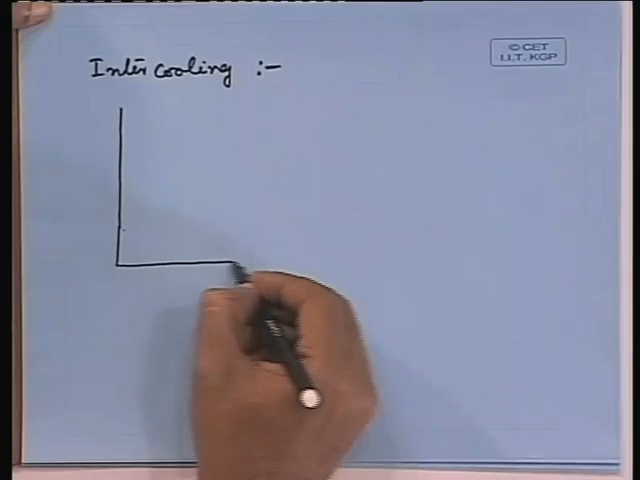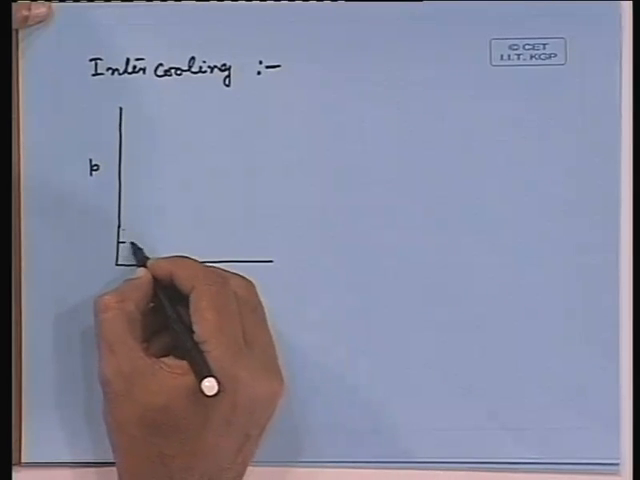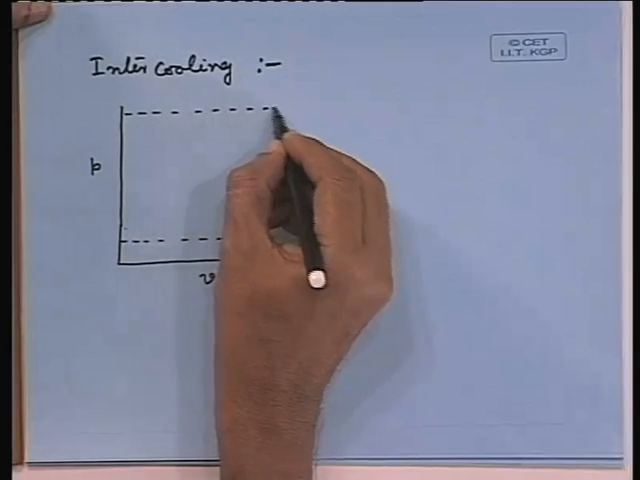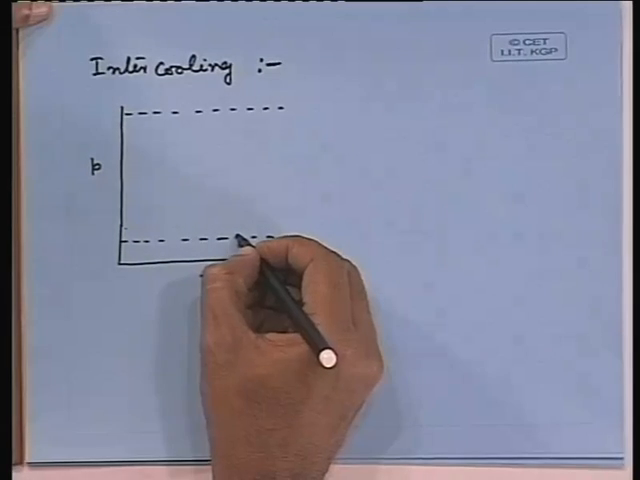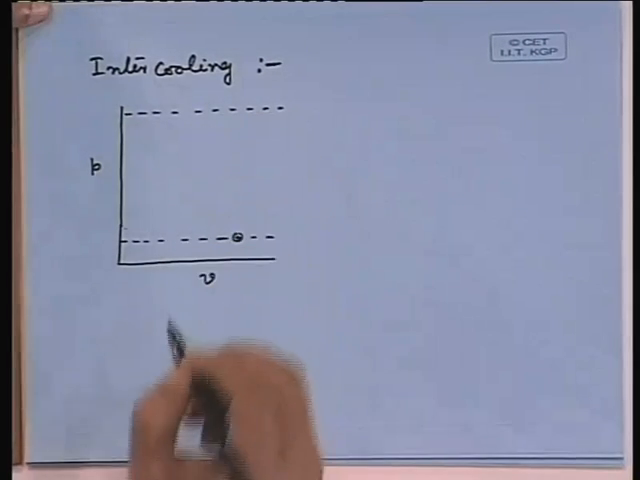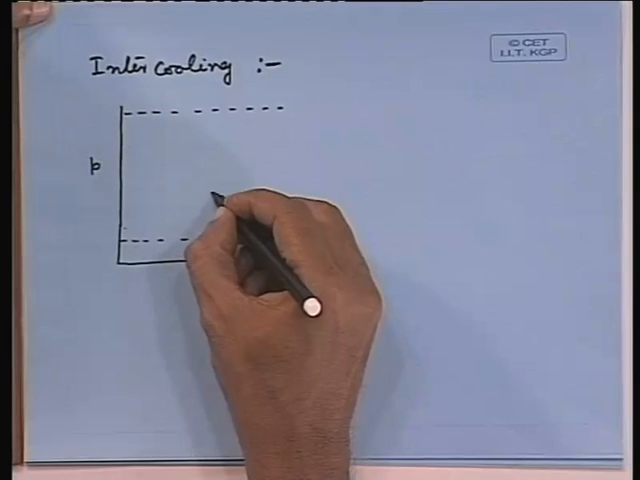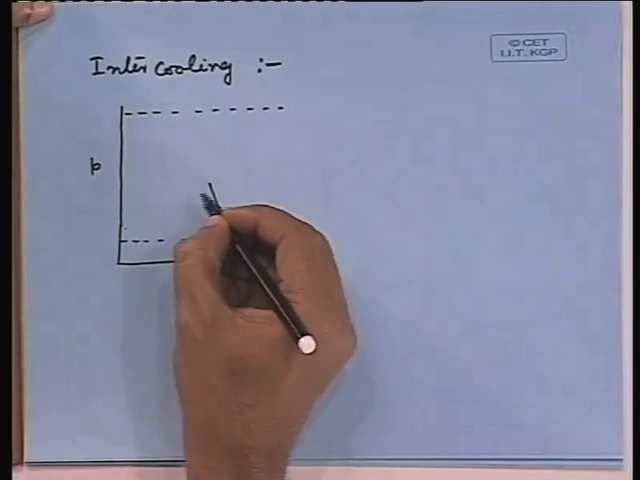So, let us say this is my PV diagram, and I am working between two pressure limits. These are the pressure limits. So, I have to start from this point, this is the initial point, but I will not go to the pressure at one stage. So, what I will do, I will initially compress, and as I am compressing it along an isentropic path, the temperature of the gas is increasing, and then I will do intercooling.